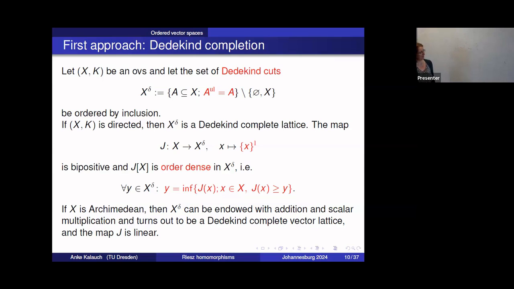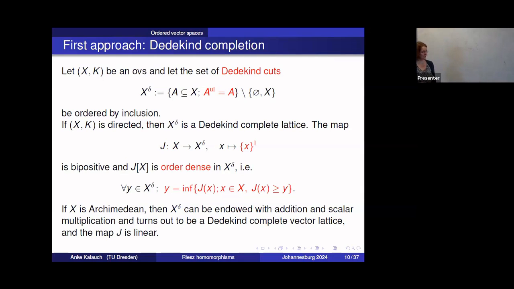And this map is bipositive, so it is an embedding. An element here is positive if and only if you can introduce an ordering here by inclusion. So an element is positive here if it is positive here. So it goes back and forth, and it is an embedding, it's injective.